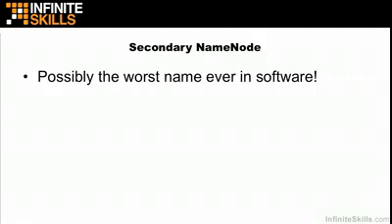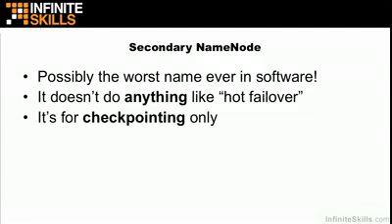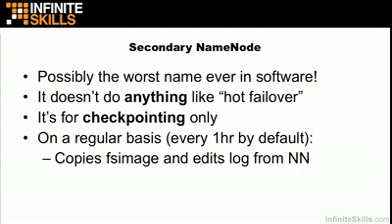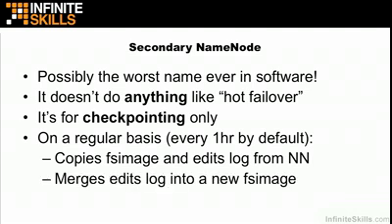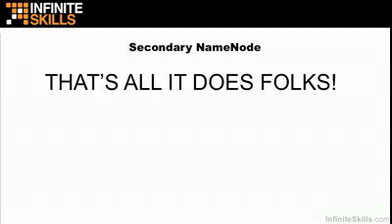The secondary name node is possibly the worst name ever in software. It doesn't do anything like hot failover. It's for checkpointing only, which means on a regular basis, every 1 hour by default, it copies the fsimage and the edits log from the name node. It merges them into a new fsimage point-in-time snapshot and then writes that fsimage back to the name node. The secondary name node does that and only that. It is in no way, shape, or form a hot failover mechanism.